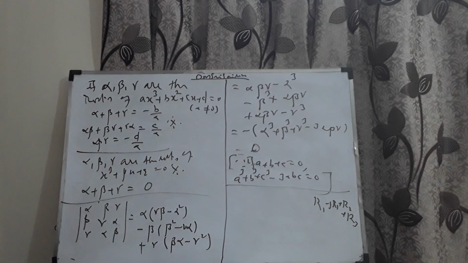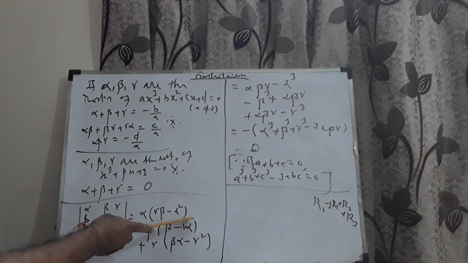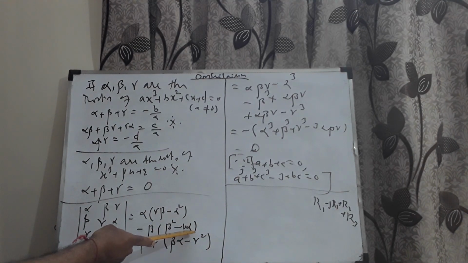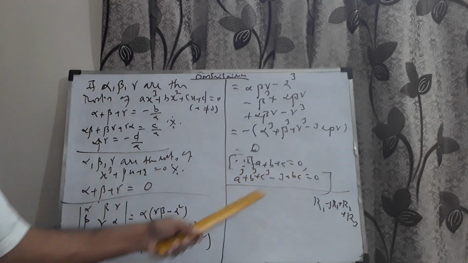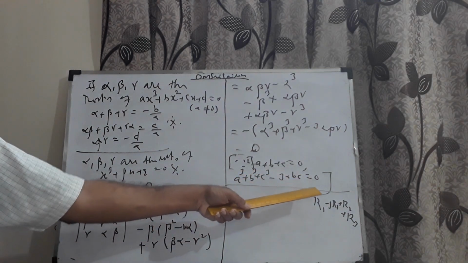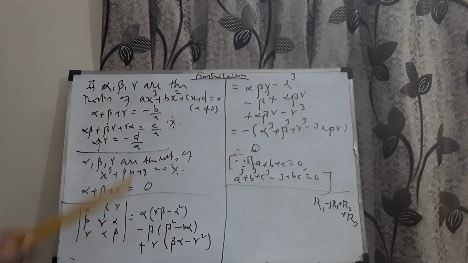Now multiplying inside, I get alpha beta gamma minus alpha cube, minus beta cube plus alpha beta gamma, plus alpha beta gamma minus gamma cube. Take minus as common: minus of alpha cube plus beta cube plus gamma cube minus 3 alpha beta gamma, which will become 0 because there is a rule: if a plus b plus c is 0, then a cube plus b cube plus c cube minus 3abc is equal to 0. Instead of abc I have alpha beta gamma here. This is obtained to be 0. Therefore the answer is 0.